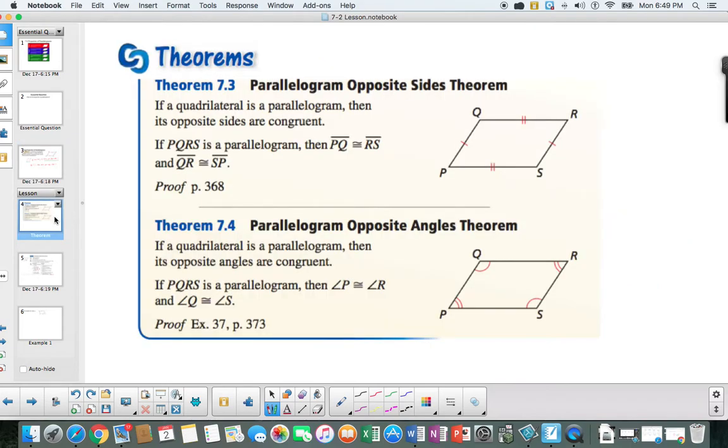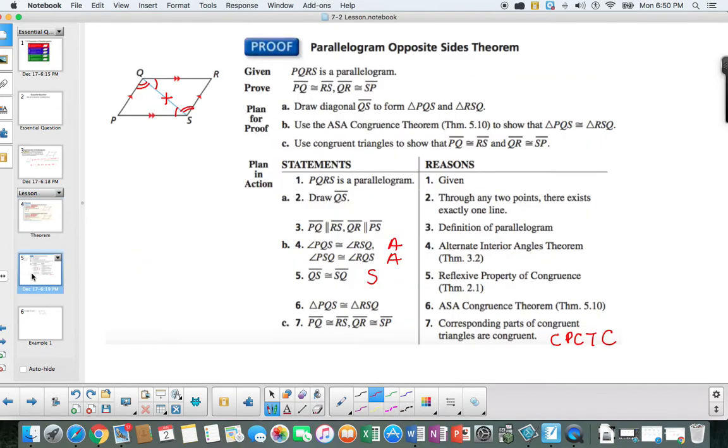What else can we discover about the parallelogram? Well, another theorem that we have is that if you have a parallelogram, then opposite sides are congruent. That means this side's congruent to this side, and this side's congruent to this side. And if you have a parallelogram, then opposite angles are congruent. So this angle is congruent to this angle, and this is congruent to this. Let's take a look at the proof for the 7.3.